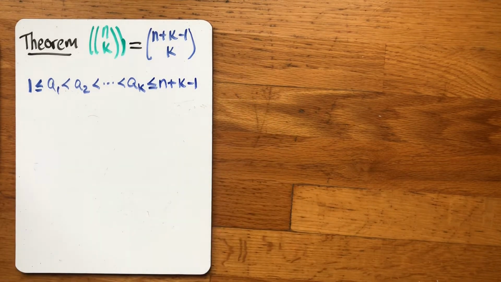So this is a K set chosen from the numbers 1 up to n plus k minus 1. It's the number of sequences A that satisfy this. And now let's think about what happens in the green case.